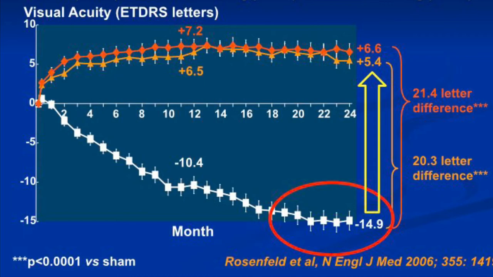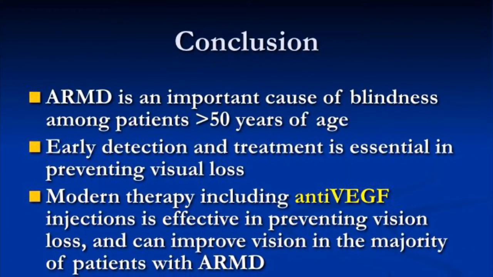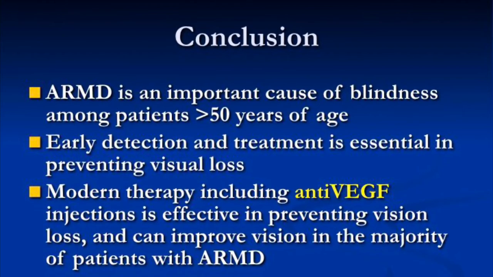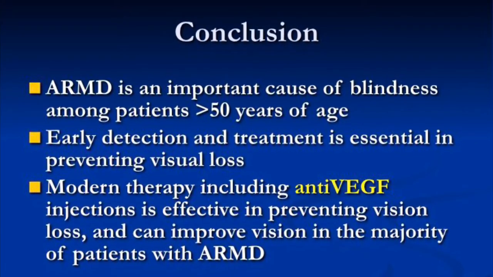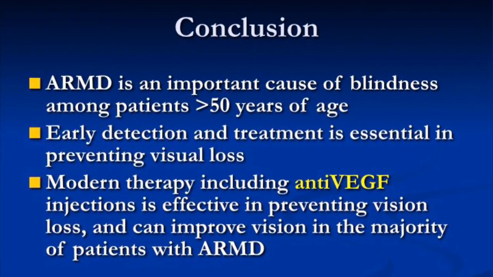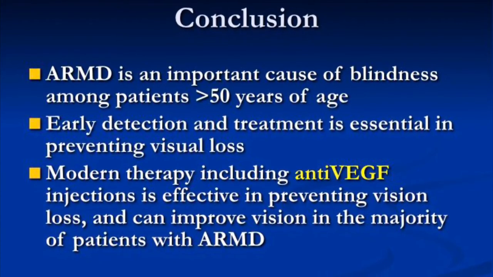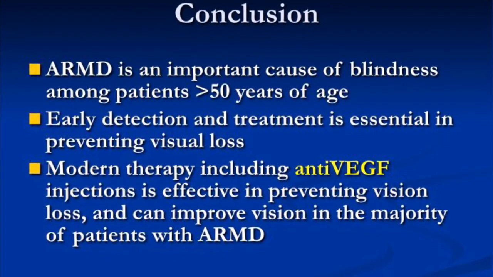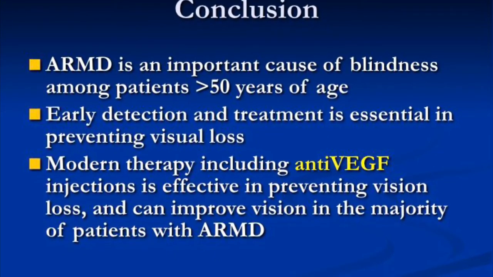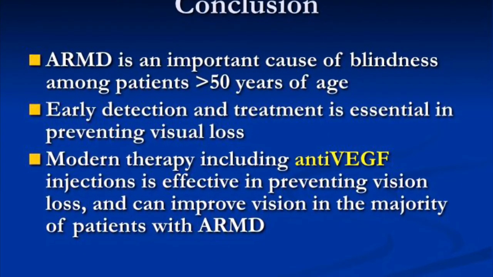Here you can see that a patient on average who receives anti-VEGF injection has a very good gain in vision compared to a control group that did not have any treatment at all. This gain in vision is sustained over at least a few years if the patient is actively treated. In conclusion, AMD is a very important cause of blindness among patients 50 years and above, and early detection and treatment is essential in preventing further vision loss. There is very, very effective treatment available today. Therefore, do not lose an opportunity to regain your sight if you have a problem due to ARMD.